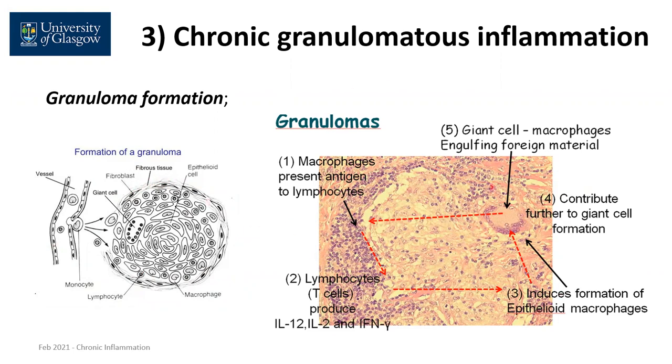And this process is ultimately occurring within the formation of a granuloma. So you have macrophages interacting with lymphocytes. Lymphocytes will produce certain cytokines, which will basically induce the formation of these epithelioid macrophages. These macrophages will then contribute to the formation of what is known as a giant cell. And these giant cells will basically continue to engulf foreign material and then present it to T cells. And this is basically a cycle that is going on during the formation of a granuloma.